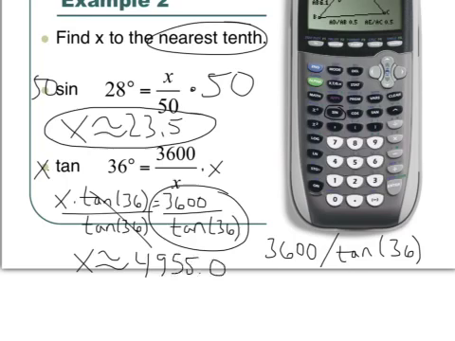4,955.0. Keep in mind it's 0.97, so that 7 rounds the 9 up, which rounds 4,954 up to 4,955, and you get the 0.0. So that's my final answer right there.